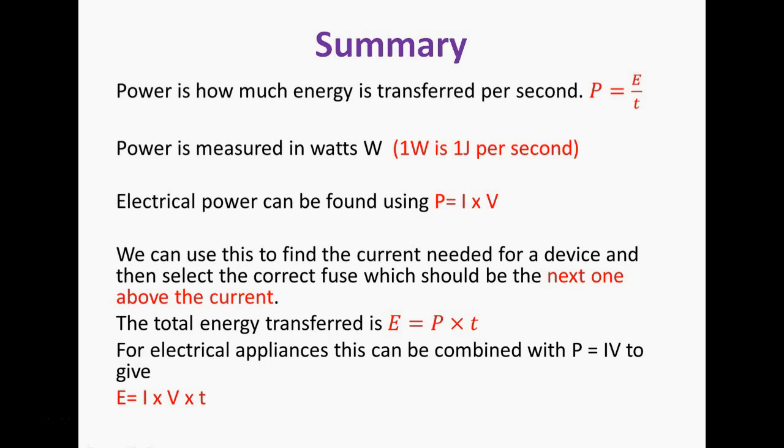We can calculate the current using power is current times voltage, this equation here, to calculate the current needed for a device to run, and then select the correct fuse, which should always be the next one above the current that's needed. We can also work out the total energy transferred if we know the power and the time. If we don't know the power but we have the current and voltage, then we can combine these two equations, this one and this one here, to give us this final very useful equation that the total energy transferred is the current times the voltage times the time.